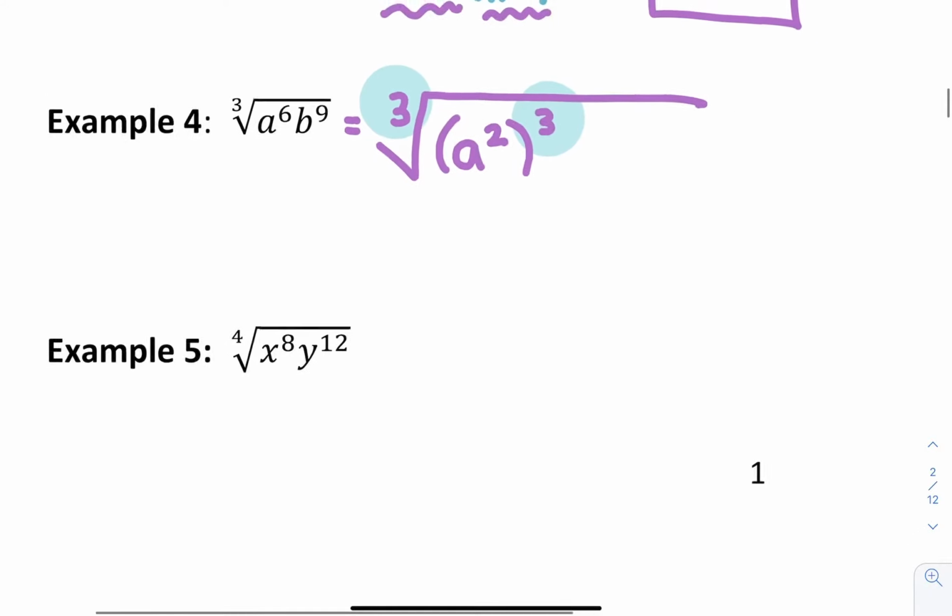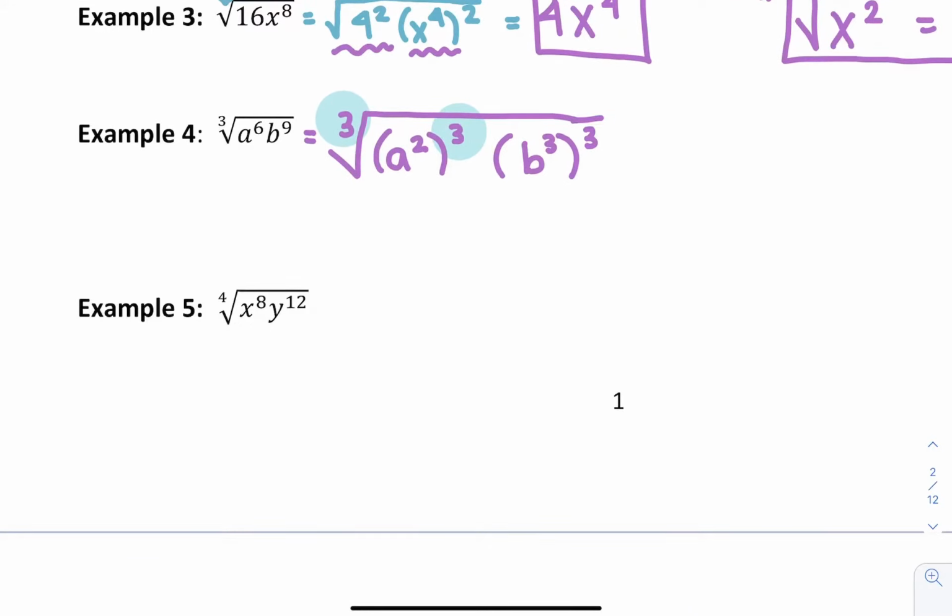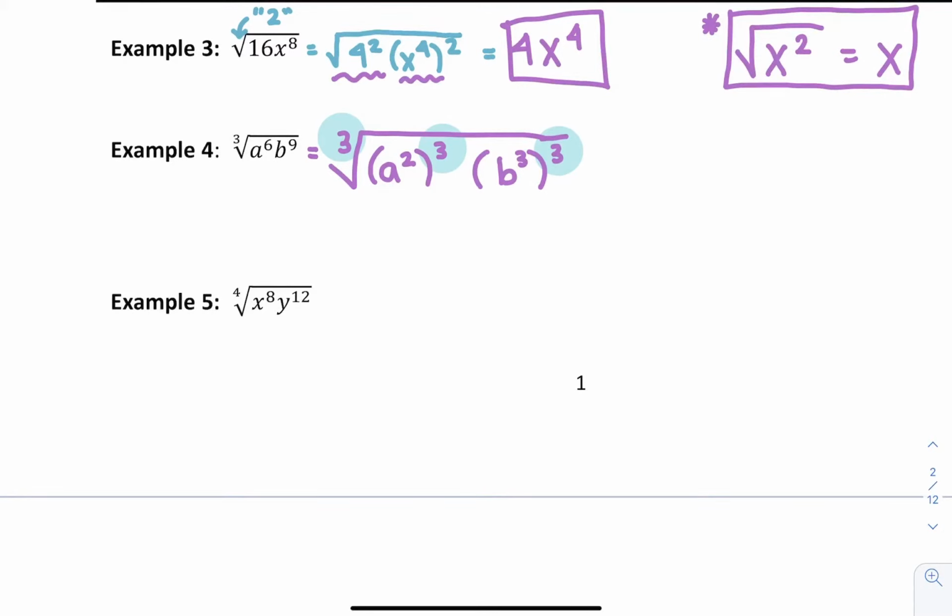Now I'm going to rewrite b to the 9th. So it's b to the something cubed. That goes right there is a 3, because 3 times 3 is 9. So now that I have my index matching up with my exponent, I can use this property. So if I cube a cube, or cube root a cube, it cancels it out. So this becomes a squared, just cancels out everything else, times b cubed. So this is a nice little shortcut to help us.